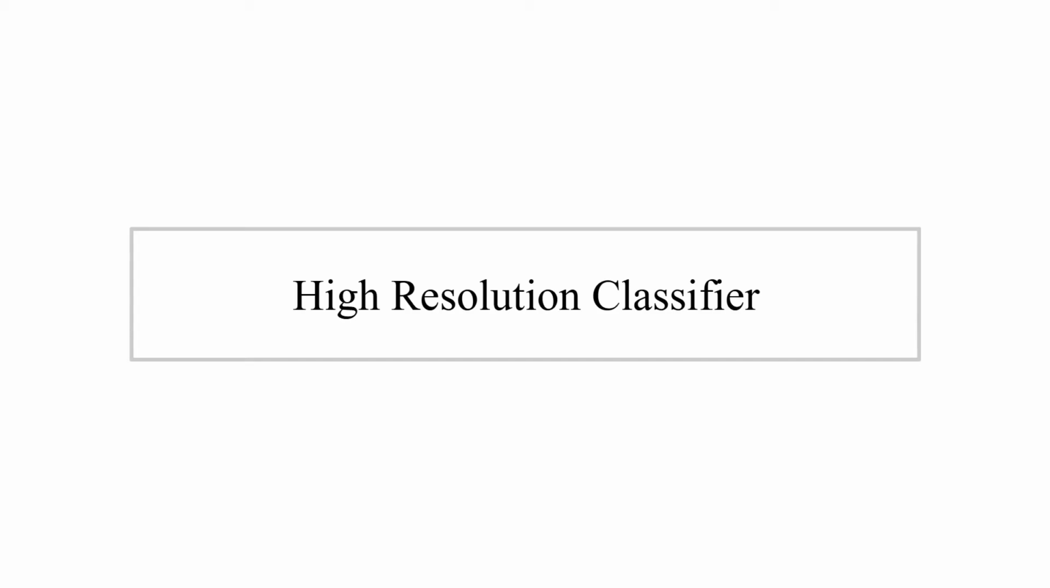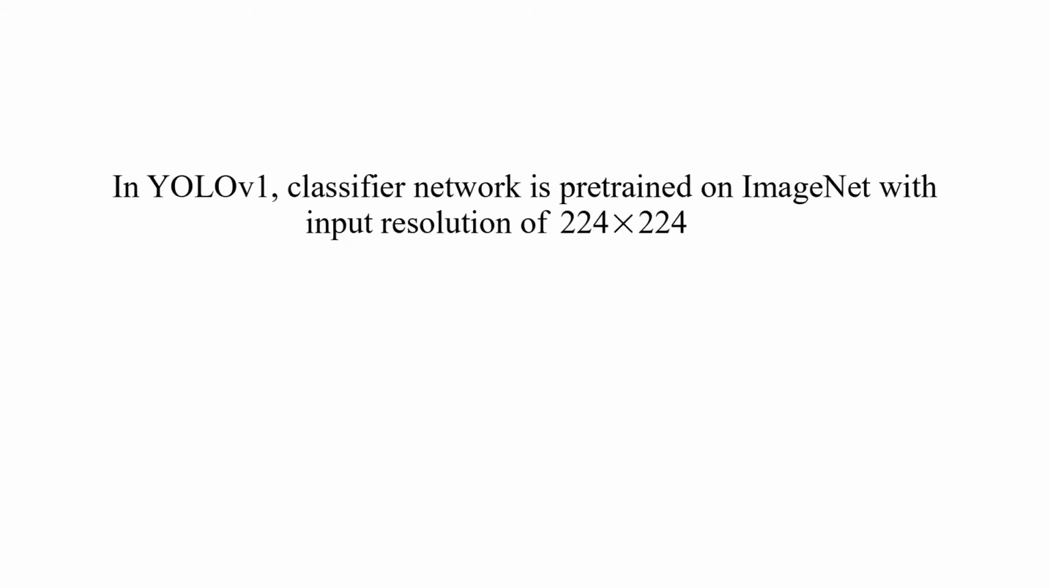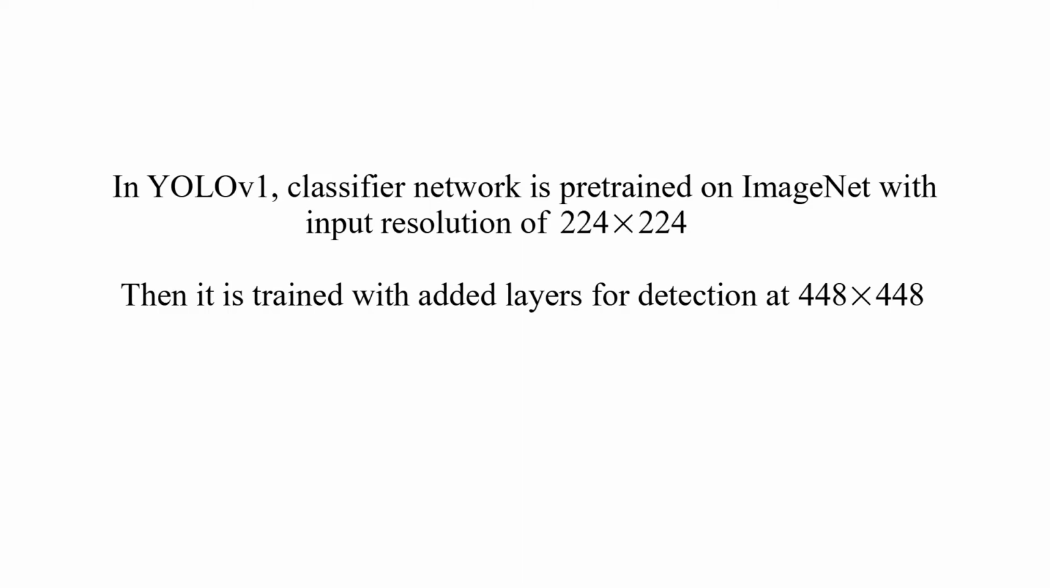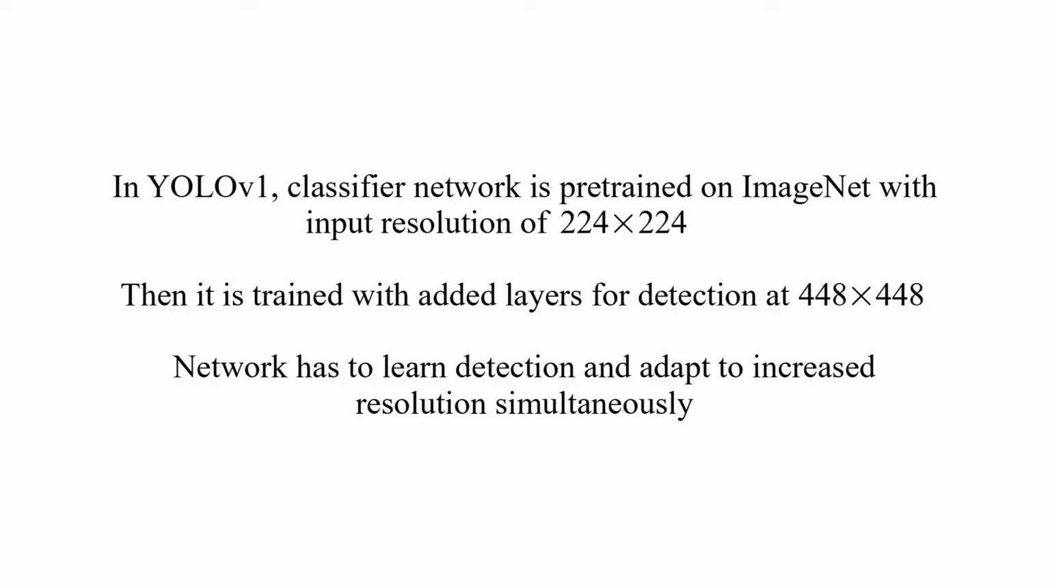High resolution classifier. In YOLO version 1, the classifier network is pre-trained on ImageNet with input resolution of 224 by 224. Then it is trained with added layers for detection at 448 by 448. Network has to learn detection and adapt to increased resolution simultaneously.